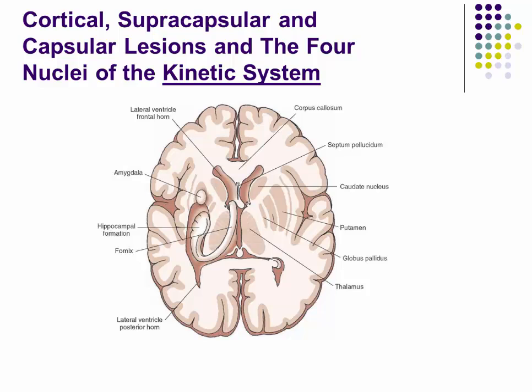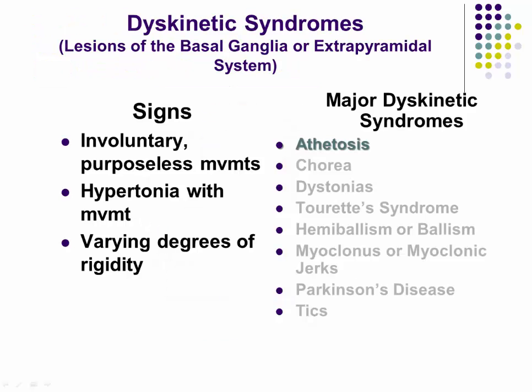When you have damage to this area of the brain, it results in a dyskinesia. The child will show signs of involuntary purposeless movements. I think this is a result of changes in tone, so you have hypertonia and hypotonia, and that fluctuation causes this involuntary purposeless movement. You can also have varying degrees of rigidity, probably not seen so much in athetosis as in some of the other dyskinetic syndromes. I specifically highlighted athetosis because that's the primary diagnosis that you're going to see in children with cerebral palsy. The other ones are dyskinetic syndromes; I wanted you to know what they were. These are not conditions that you're going to see in children with CP. So the major signs for a child with athetosis are going to be the involuntary purposeless movements and hypertonia with movement.